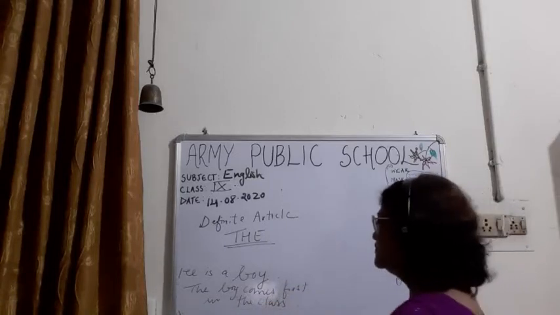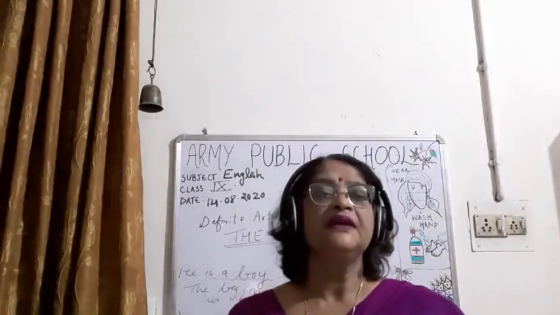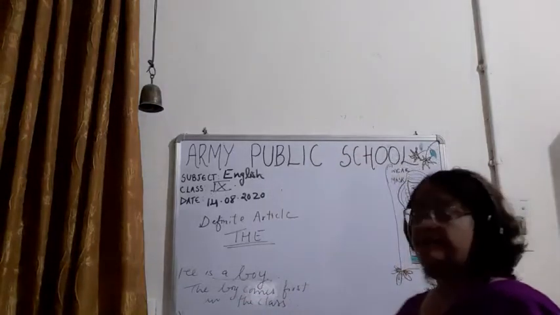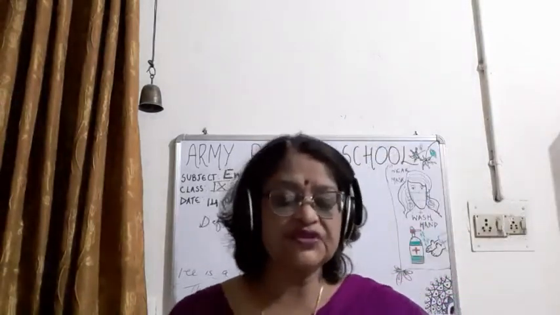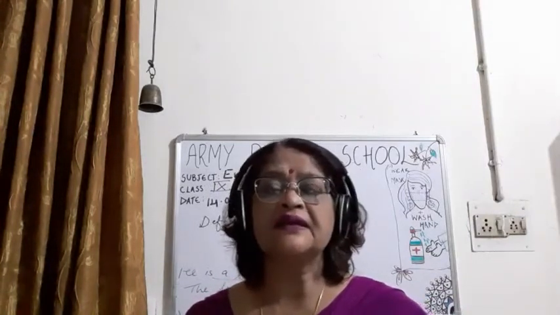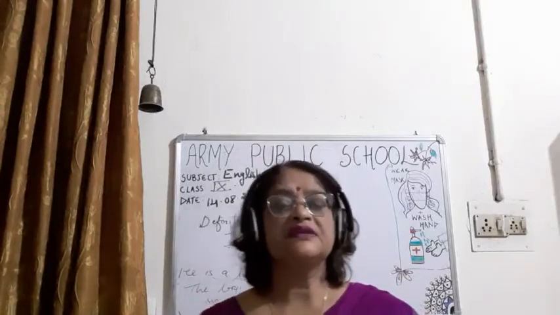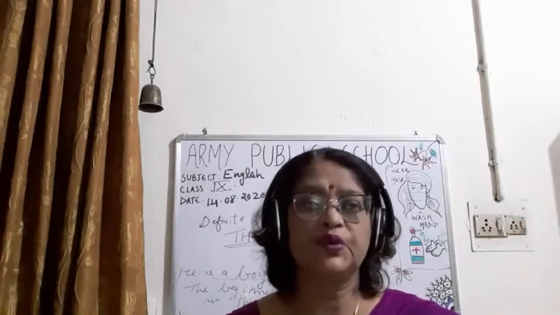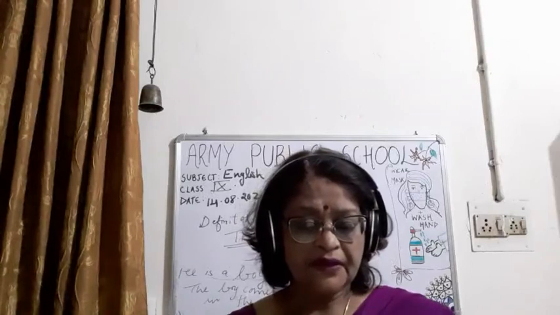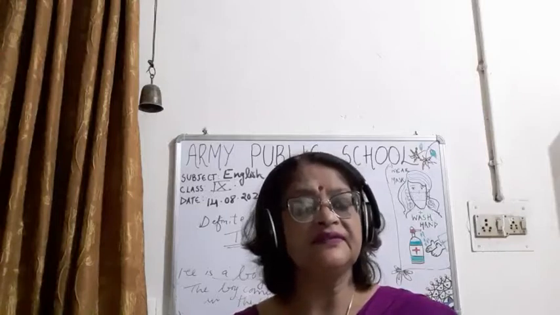So children, he is a boy. Now, when this boy is used for the first time, we write a. But when it is used another time, then which word will come? Then children, the will come. So this was the first use of the definite article, the.